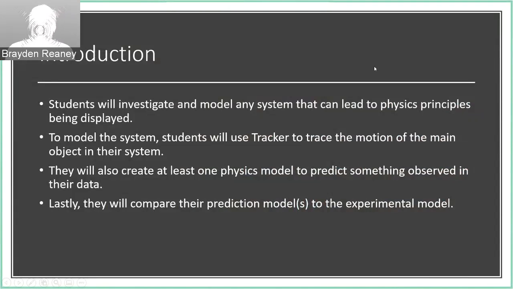Students will investigate and model any system that can lead to physics principles being displayed. To model the system, students will use Tracker to trace the motion of the main object in their system. They will also create at least one physics model to predict something observed in their data. Lastly, they will compare their prediction model or models to the experimental model.